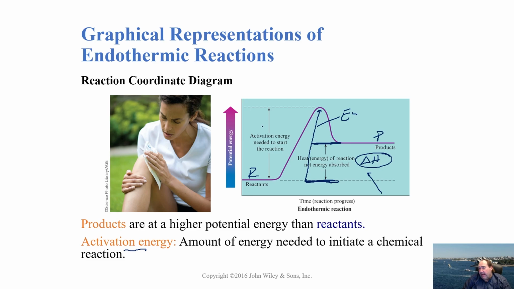And because the products are actually higher in energy, one way that you calculate delta H is you take the energy of your products minus the energy of your reactants. So since the products are higher in energy, this is going to be a larger number than our reactants. So when you take a larger number minus a smaller number, you're going to get a positive number. And that's why our delta H will be positive in this case.